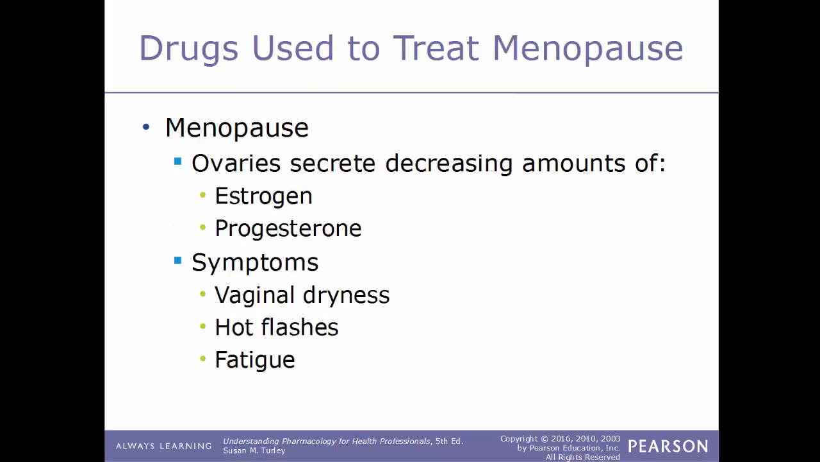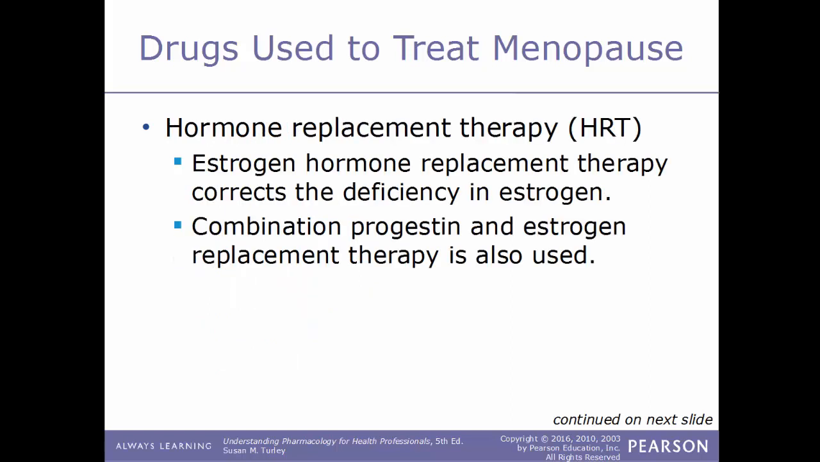Alright, now we'll talk about drugs that are used to treat menopause. With menopause, the ovaries will secrete a decreasing amount of estrogen and progesterone. Some common symptoms of menopause are vaginal dryness, hot flashes, and fatigue. One method of treatment for menopause is hormone replacement therapy. You can have estrogen hormone replacement therapy to correct the deficiency in the levels of estrogen, or you can have a combination therapy that includes progestin and estrogen replacements.